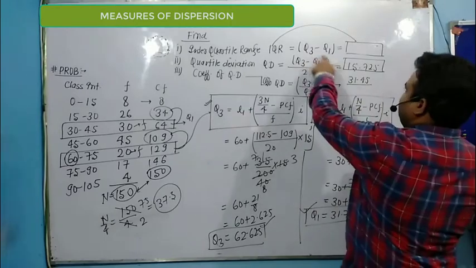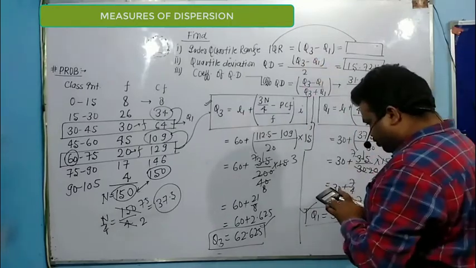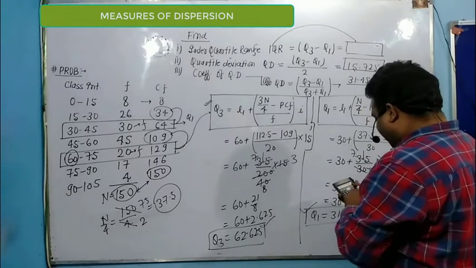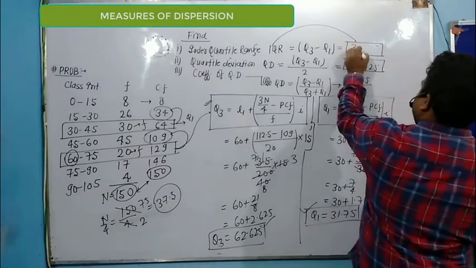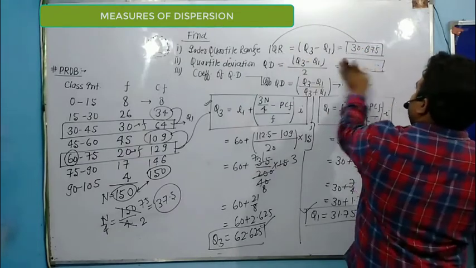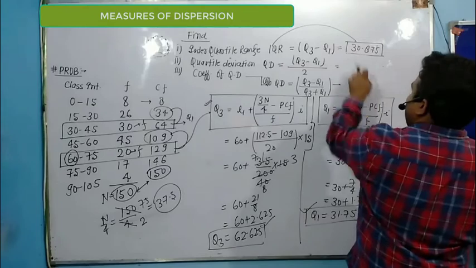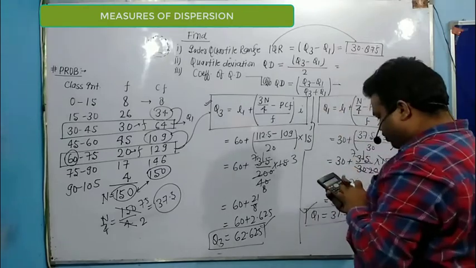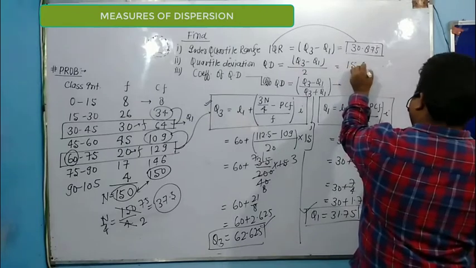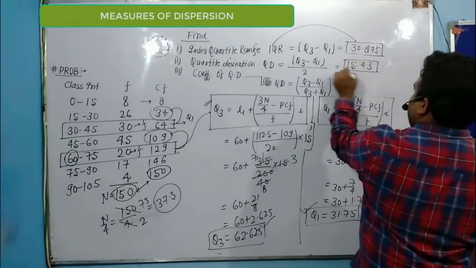Now you take the difference of Q3 and Q1. So Q3 is 62.625 minus 31.75. You will get 30.875, which is your interquartile range. Once you divide this value by 2, you will get the value of quartile deviation, and this value is 15.43. Now this is your quartile deviation.